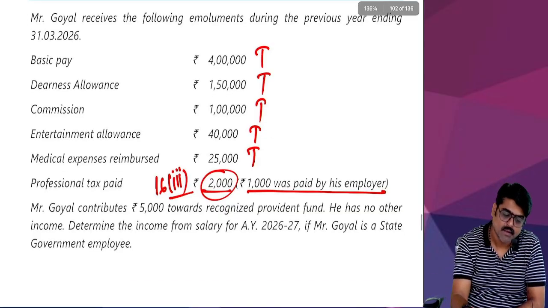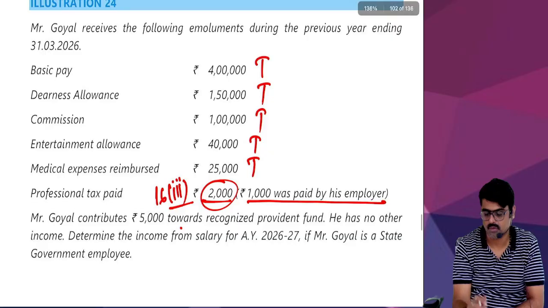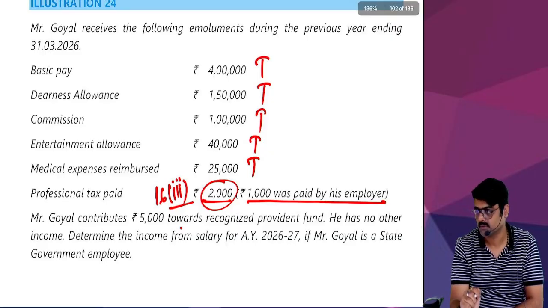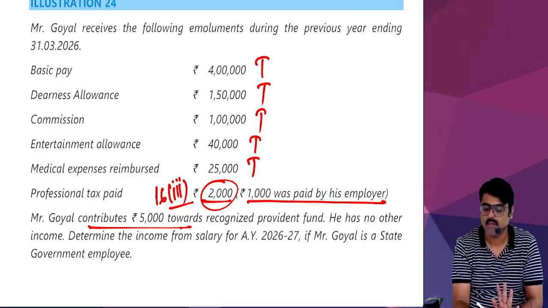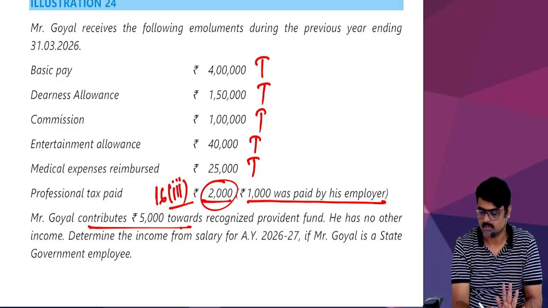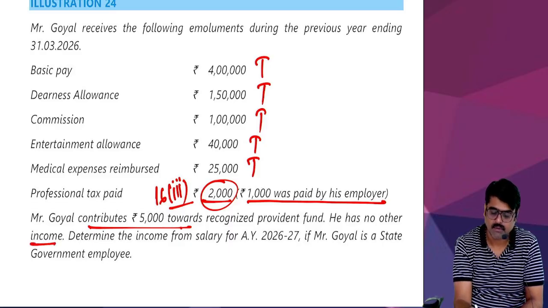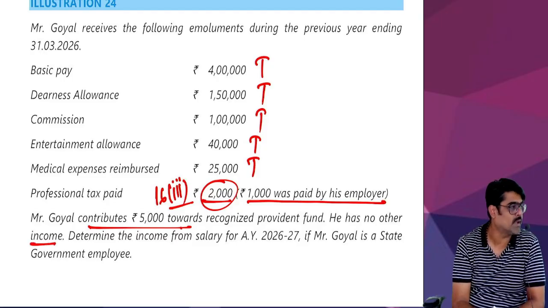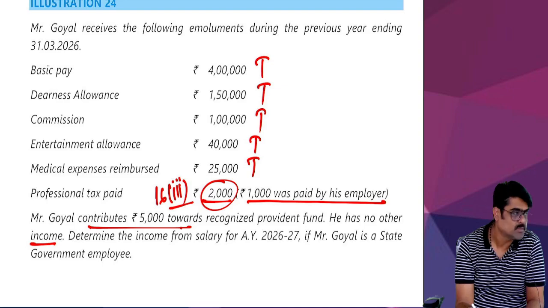Understanding? Mr. Goyal contributes 5000. Oh, this is a provident fund question. So forget about this right now. 5000 towards recognized provident fund. I will discuss this later on. He has no other income. Determine the income from salary. So he has no other income. Mr. Goyal contributes how much? 5000 to his.